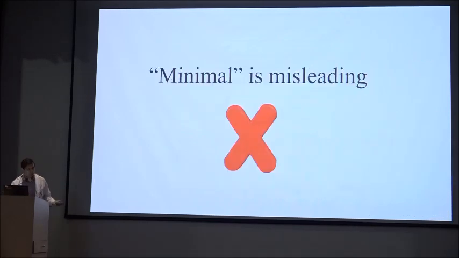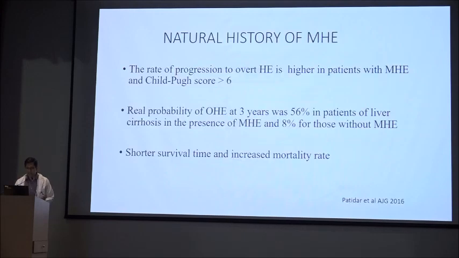So the first thing I would say is minimal is misleading. Probably there can be another terminology that can be used for MHE, because as we are going to see further, MHE is a very important tool and leads to a lot of signs. As you can see here, the progression to overt hepatic encephalopathy in patients with MHE and Child-Pugh score of 6, that means CTP B, and somebody has MHE, they have a higher rate of progression, and it is close to 56%. So this is like a precursor of diagnosing hepatic encephalopathy, and we know how debilitating the disease can be. So it becomes very important that we can recognize it, diagnose it, and as well as treat it efficiently before we can actually progress to the other illnesses.